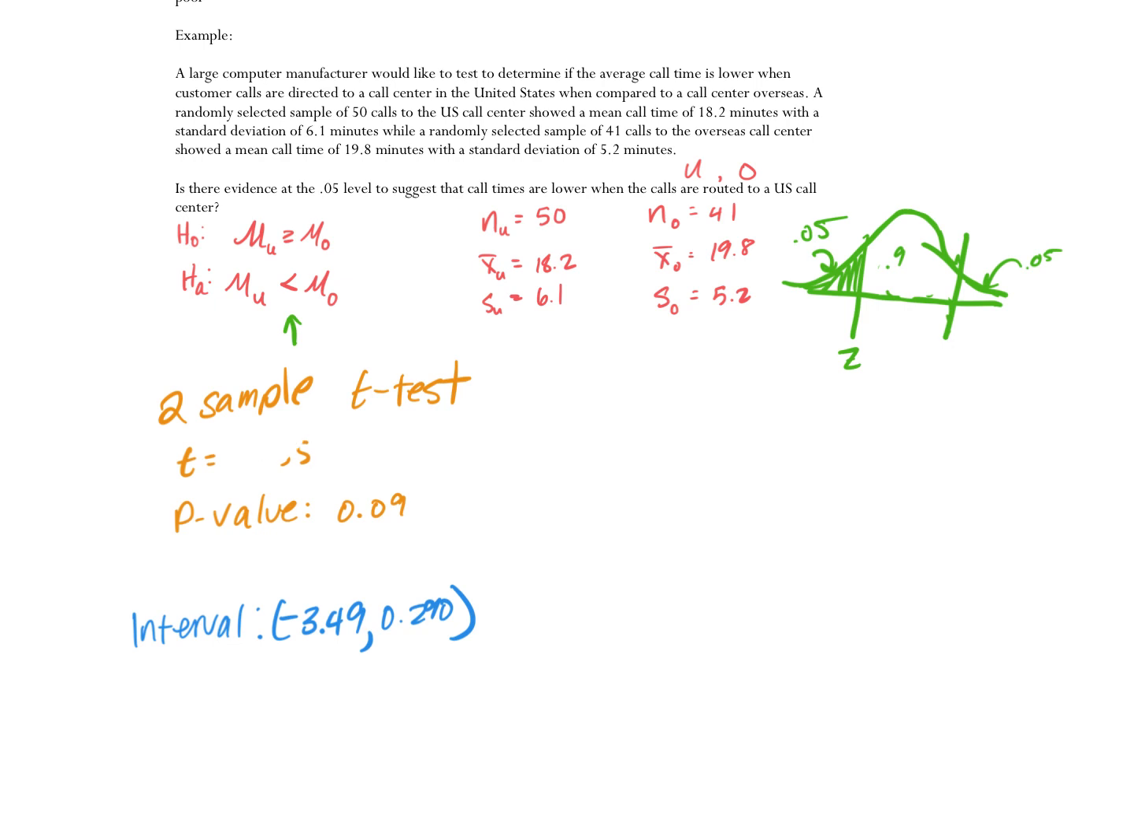For the two-sample t-test, correct. I got t equals negative 1.69 and 0. Oh, wait, I got what Beck got. Yeah. I'm talking about your interval. For my interval, I got negative 3.569 and 0.3693. X bar is 18.2, standard deviation is 6.1, n equals 50. 19.8. Oh, I did 2.5 instead of 5.2.